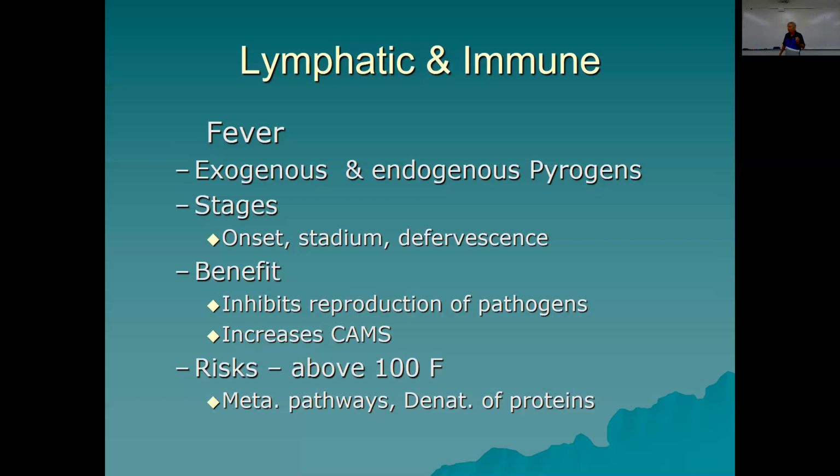98.6 degrees Fahrenheit. The benefit is it inhibits the reproduction of pathogens at this higher temperature, and increases the production of CAMs. Okay. But the risks: you can cause metabolic pathway disturbances and denaturation of proteins if it gets too high. So if it does get too high, you need to attack it and bring it down. Okay.